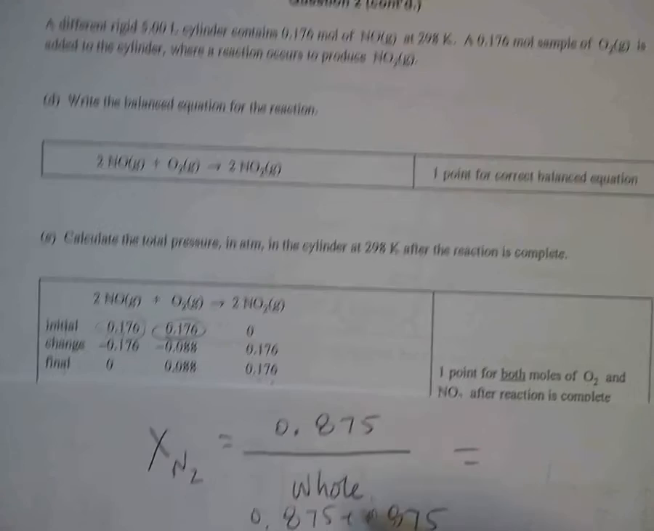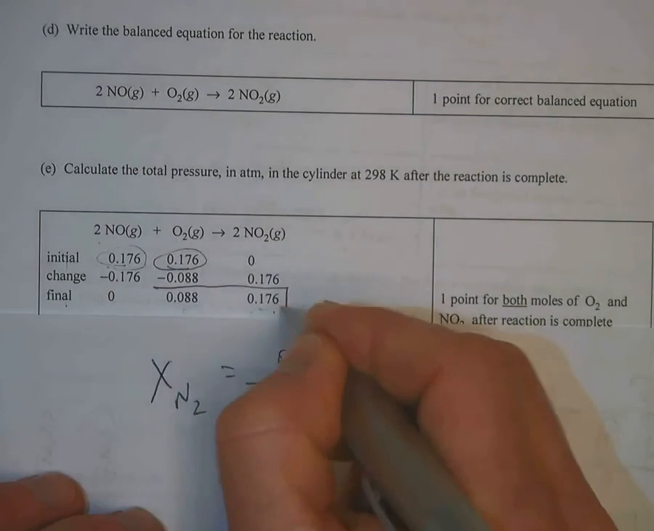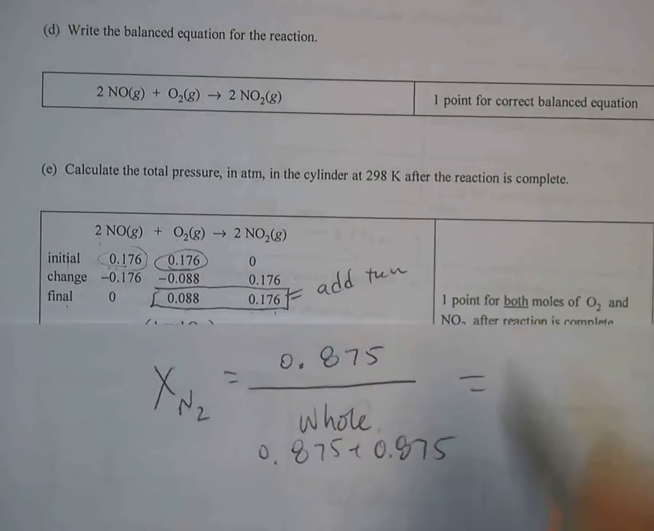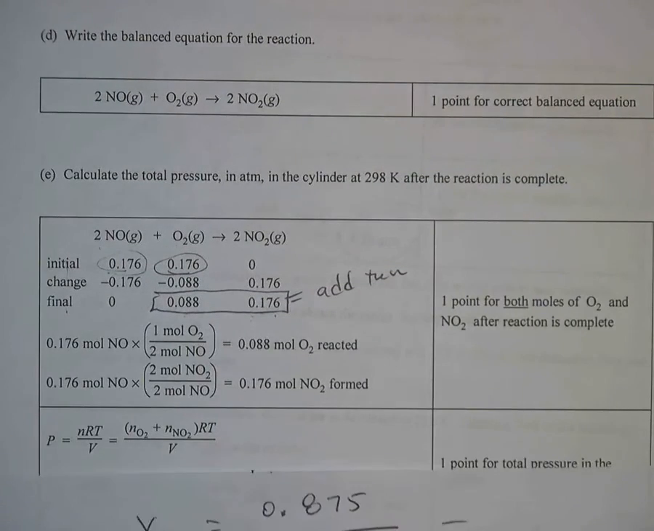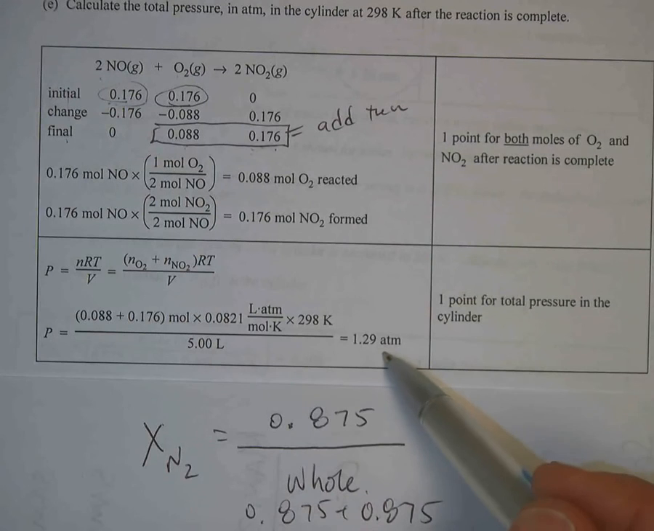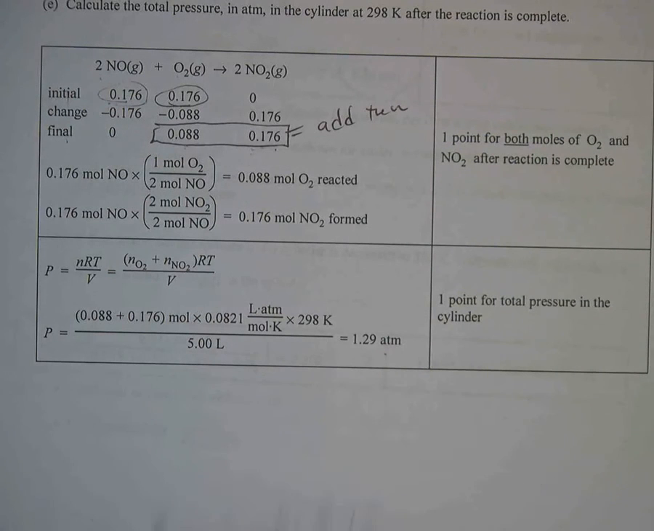Now, if I want to know the total pressure inside of there, I have to take these numbers of moles and add them. And when I add those together, then I can put it into PV equals nRT. And so I end up with 1.29 atmospheres, plugging it into PV equals nRT. Great gas laws question back in 2003. Let's look at a couple more.